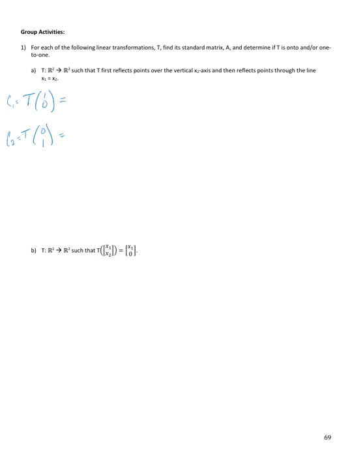Okay, so what happens to (1, 0)? I'm going to draw a little sketch. I'm going to follow (1, 0) through the description here. So first, T reflects the point over the vertical x2 axis, so it's going to land over here. And then it reflects the point through the line x1 equals x2, which is this line here. So it's going to reflect over that and land here. So T of (1, 0) ends up at (0, -1).